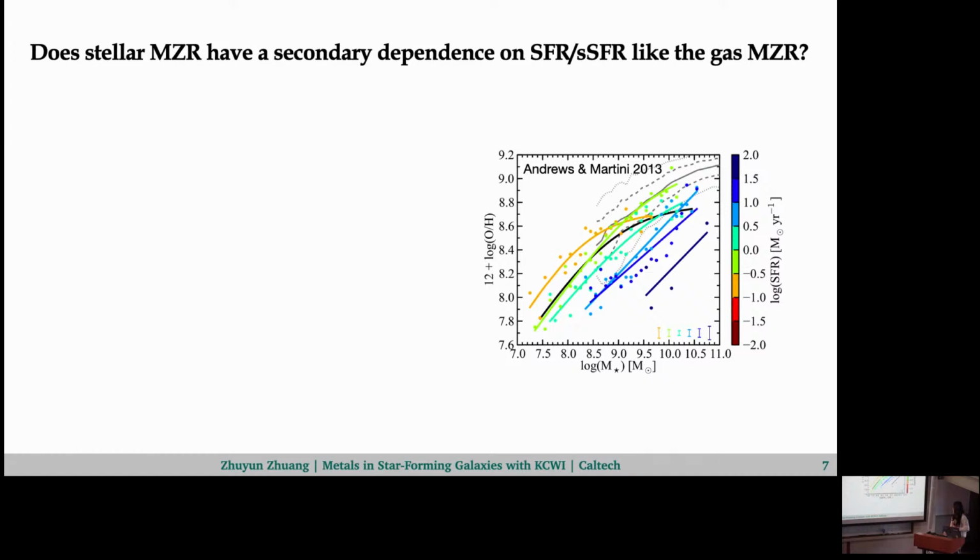And of course, we are interested in the mass metallicity relation, since that's really the initial motivation for this project. We want to know what is the shape of the stellar MZR for our sample, and also whether the relation has some secondary dependence. It is very well known that in the current universe, the gas phase MZR, which measures the oxygen abundance, shows a secondary dependence on the star formation rate. So galaxies with higher star formation rate tend to be much more metal poor because of higher gas fraction.